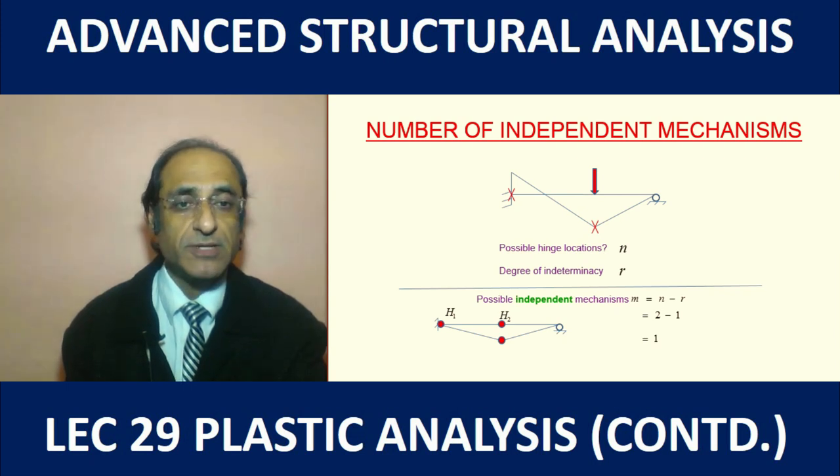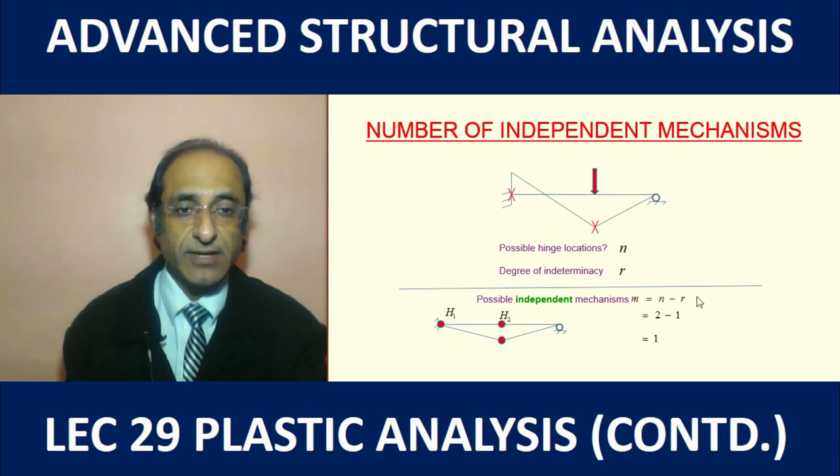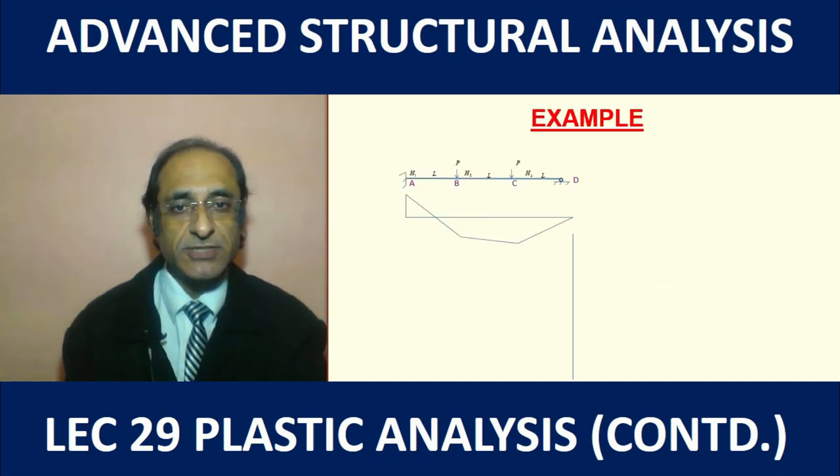So basically we can take help from this relation m equal to n minus r. m is the number of possible mechanisms, n is the number of possible hinge locations, and r is the degree of indeterminacy. However, please note that these values are suggestive only, and we need to keep our eyes open to look for something missing. So let's take an example.